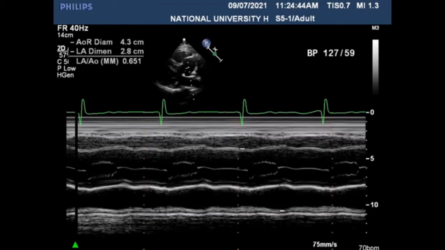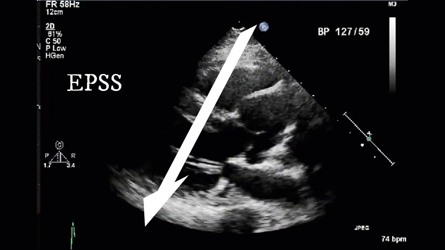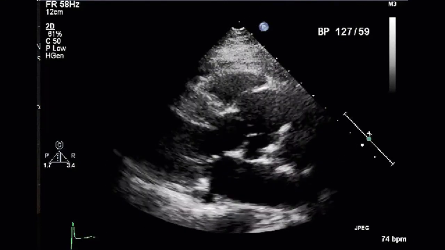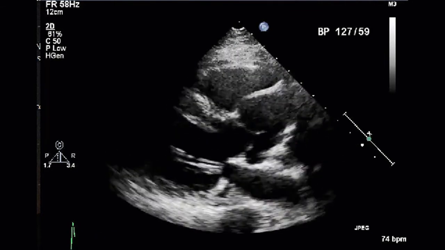To summarize, the measurements that can be made in the PLAX view include the left ventricular internal dimensions in systole and diastole. The other measurements include posterior and interventricular septal wall thickness. EPSS can be measured by moving the M mode tracer across the tips of the anterior mitral leaflet. Finally, aortic root dimensions and left atrial dimensions can be obtained as described earlier.